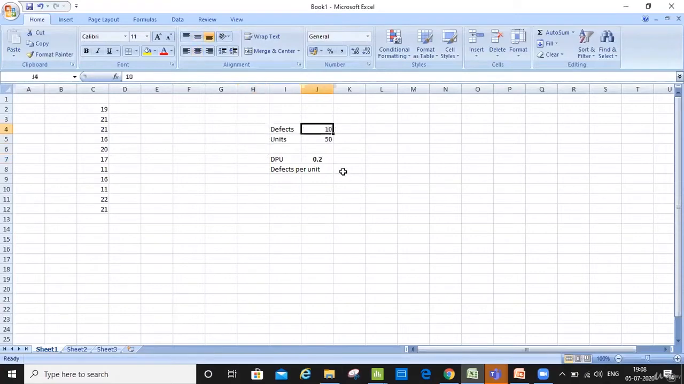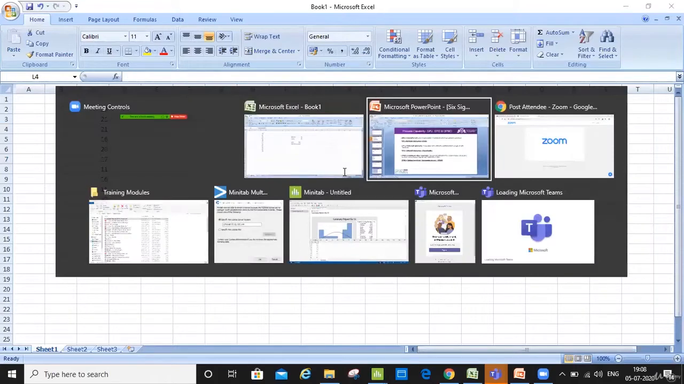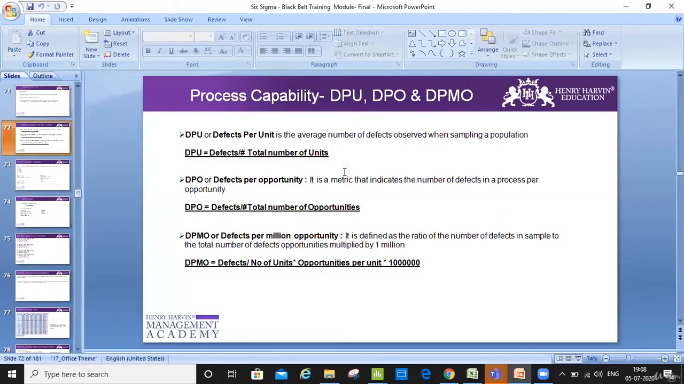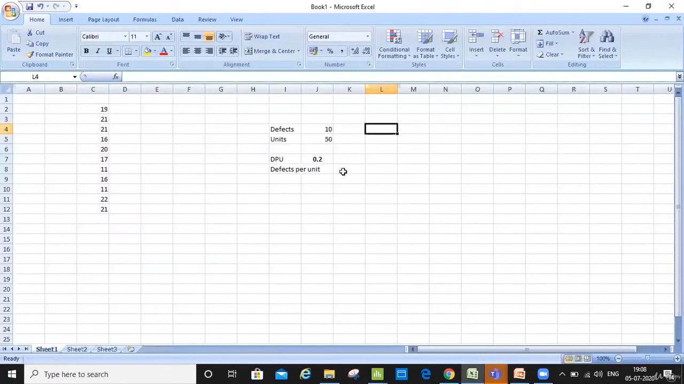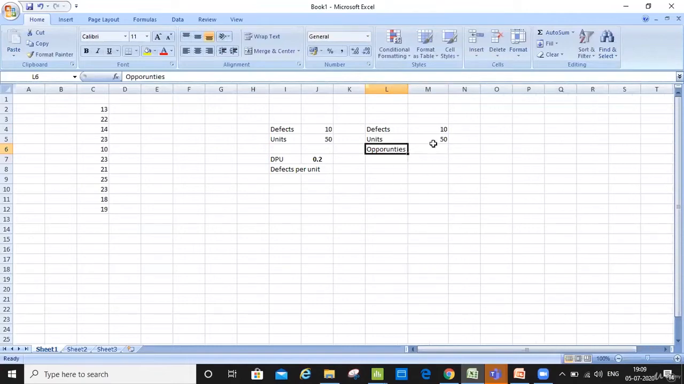We also covered another thing which is called defects per opportunity. What happens in defects per opportunity is that we have different opportunities as well. Okay, so let's cover that as well. Let's say I again have 10 defects, I have 50 units, same, but I have opportunities also. I'll explain what opportunities are. Let's say I have 10 opportunities.